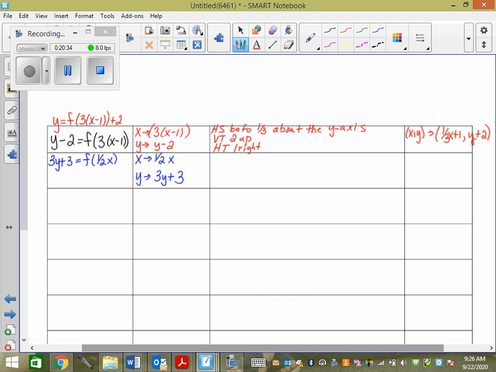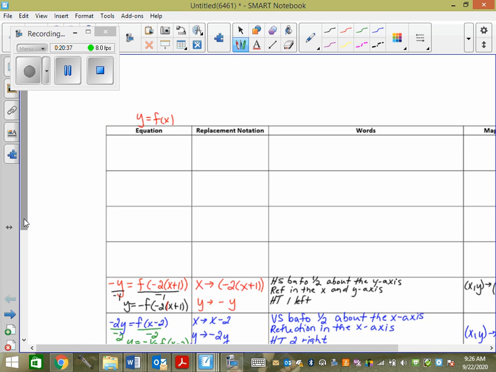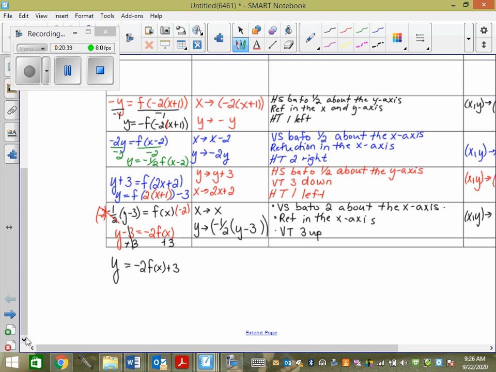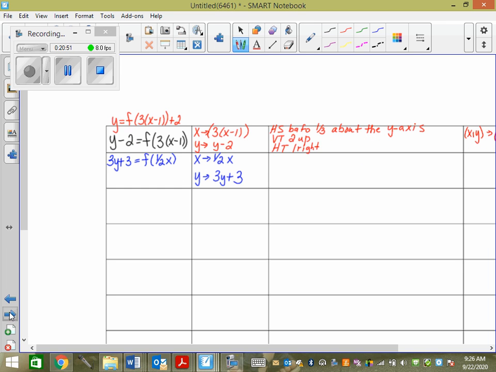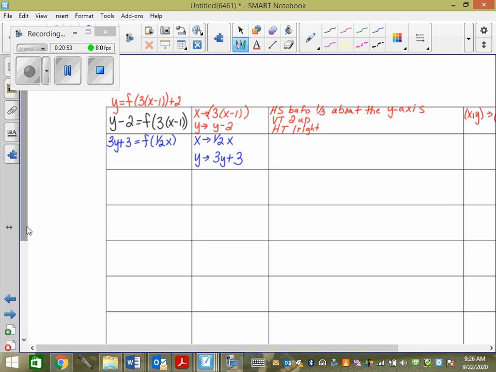In the previous page, I multiplied by -2 first, right? Because it was GCF'd out. So I have to do this first before I can do brackets, right? Because we undo BEDMAS. Whereas this one, I can subtract my 3 over first because why? Because it's not in a bracket now, right? So I'm going to get 3y equals f of 1/2 x minus 3.